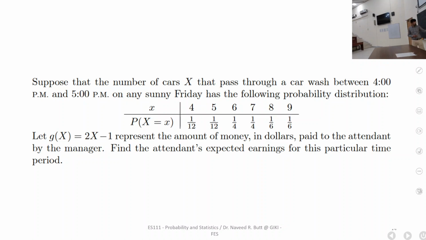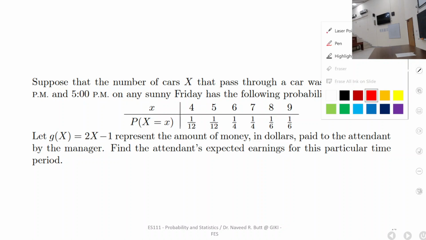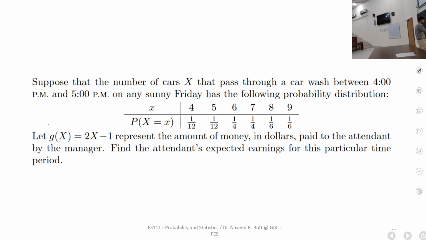If there are 5 cars coming, how many? 9. Now this g of x, if I want to call it y, is it a random variable or not? The money he is going to get, let's call that y. Is it a random variable or not? The attendant getting $7, $9, different values. So the values he will get that day, even on Friday for 1 hour, it is a random variable. Why? Because it is dependent on a random happening. This random variable is again dependent on something random, so it is a random variable.